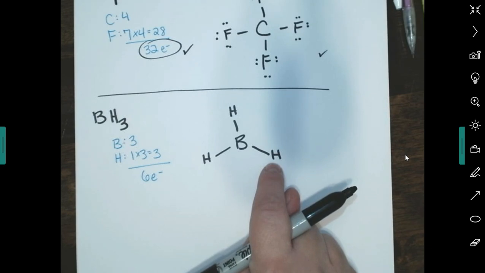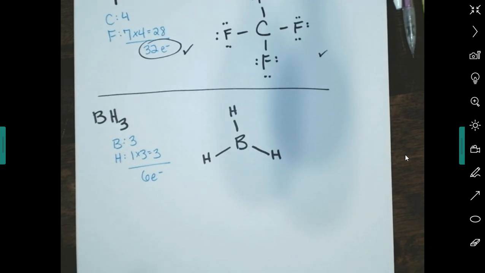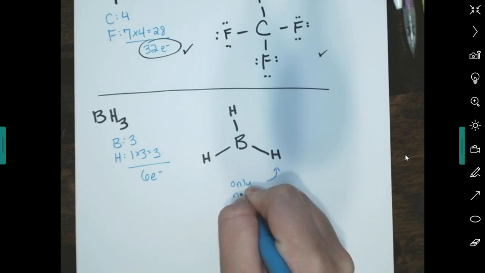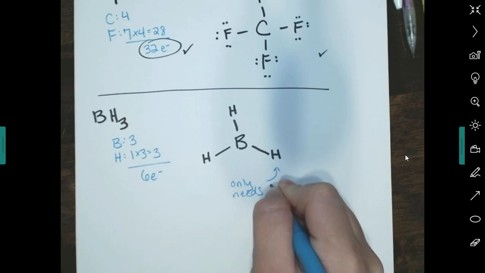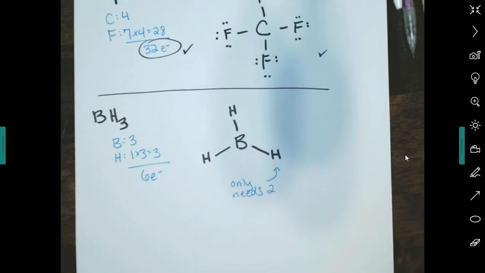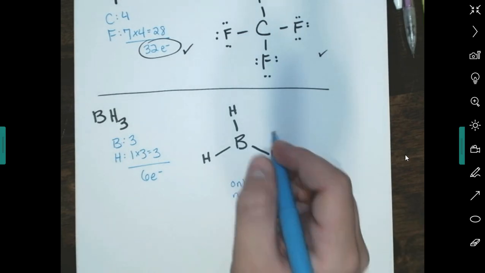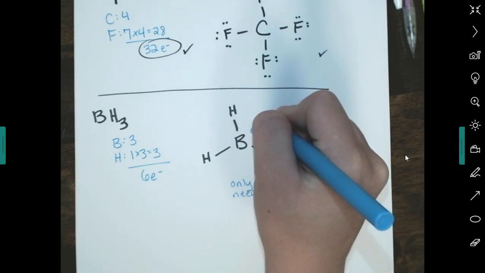Hydrogen only needs 2 valence electrons around it. It doesn't need an octet. So it only needs 2. And it has 2 because each line counts as 2 electrons. So it's happy the way it is. It doesn't need any more electrons around it. And boron only needs 6.